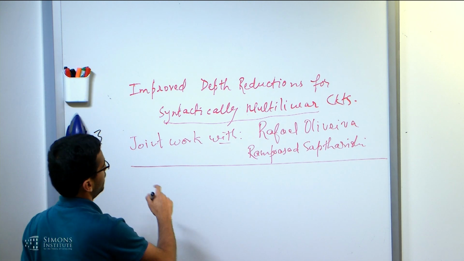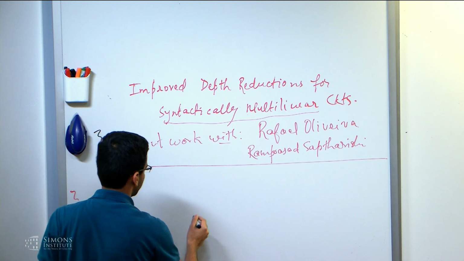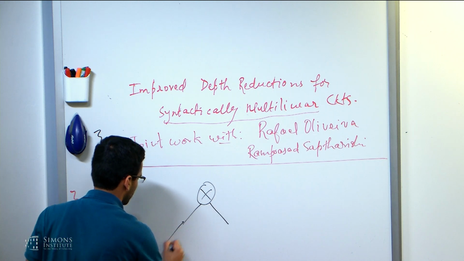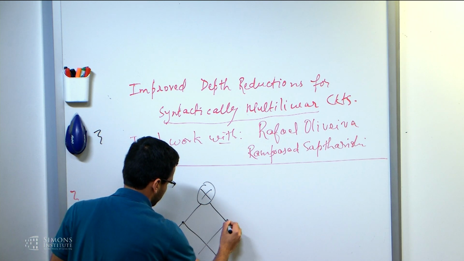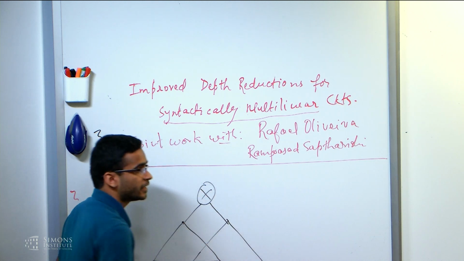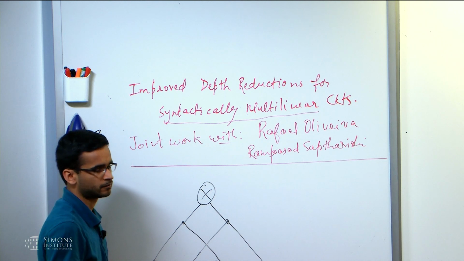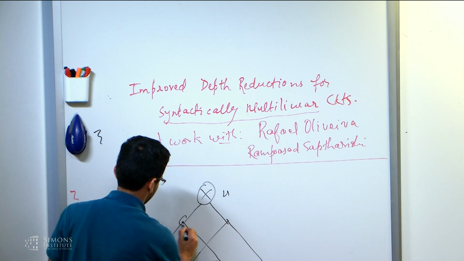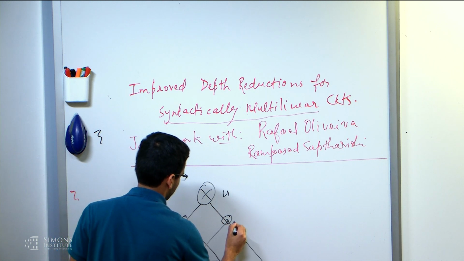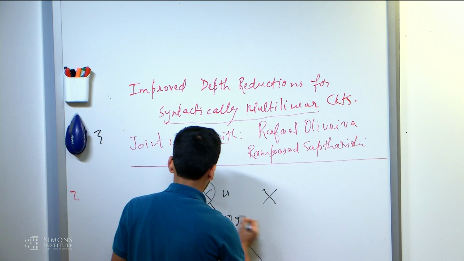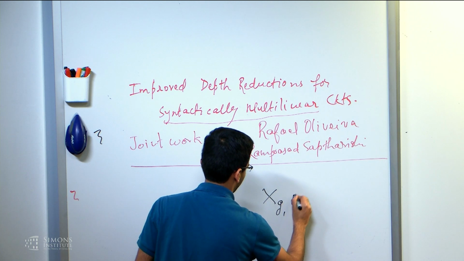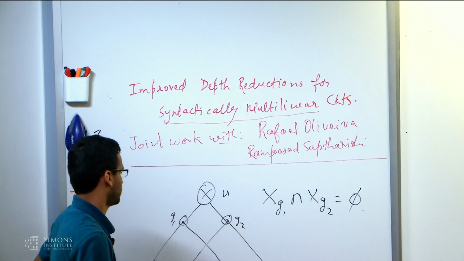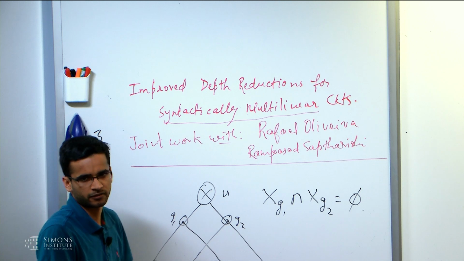Okay, so let me start by defining syntactically multilinear circuits. These are arithmetic circuits where the product gates have the following property. If you look at the sub-circuits rooted on the children, they do not share a common variable. So we'll use this notation throughout the talk. Say this is G1, G2. The sets of variables that the sub-circuits of the children depend on are disjoint. But at the addition gates, they can share variables, so it's a circuit. It's not really a formula.